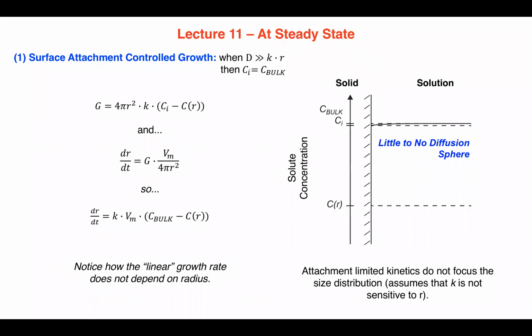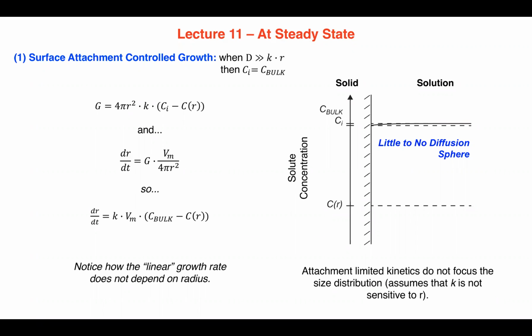And now the radius is just the surface attachment rate constant. You have to add the volumetric units here. This is just the volume of a mole of material. And then this concentration difference. All right. So when you have surface limited kinetics and no diffusion sphere, now the radius does not enter into this other than the solubility. The radius does not enter into this equation. So there is no radius dependence of the linear growth rate.